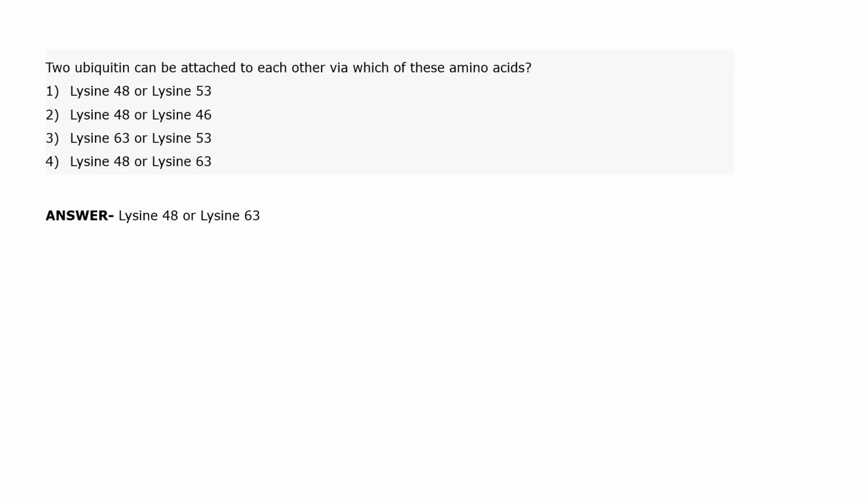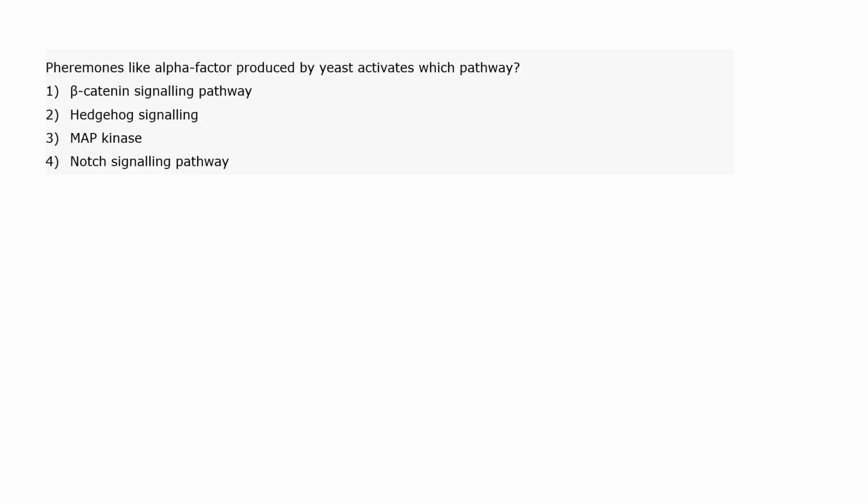Okay, so I think it's clear, right? So I will just move on to the next question then. Coming on to the next question. Pheromones like alpha factor produced by yeast activate which pathway? Beta catenin signaling pathway, Hedgehog signaling pathway, MAP kinase cascade pathway, or no signaling pathway? Which of these might be the answer?